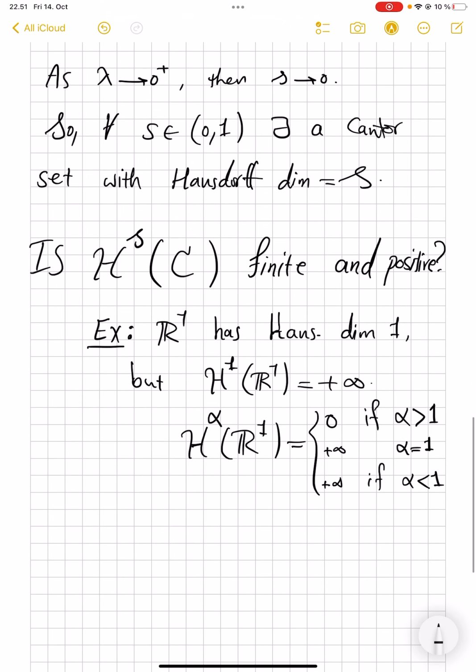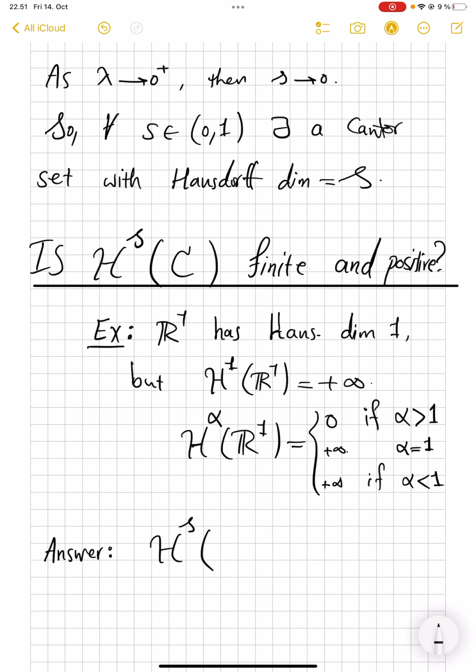On the other hand, there are sets where this goes in the other direction, so you get 0 at the right dimension. But the answer to this question for our set is that if you compute the Hausdorff measure of these Cantor sets, where this S is of course also S of lambda, and you compute the right dimensional Hausdorff measure, it's actually equal to 1. And interestingly, it's independent of lambda.